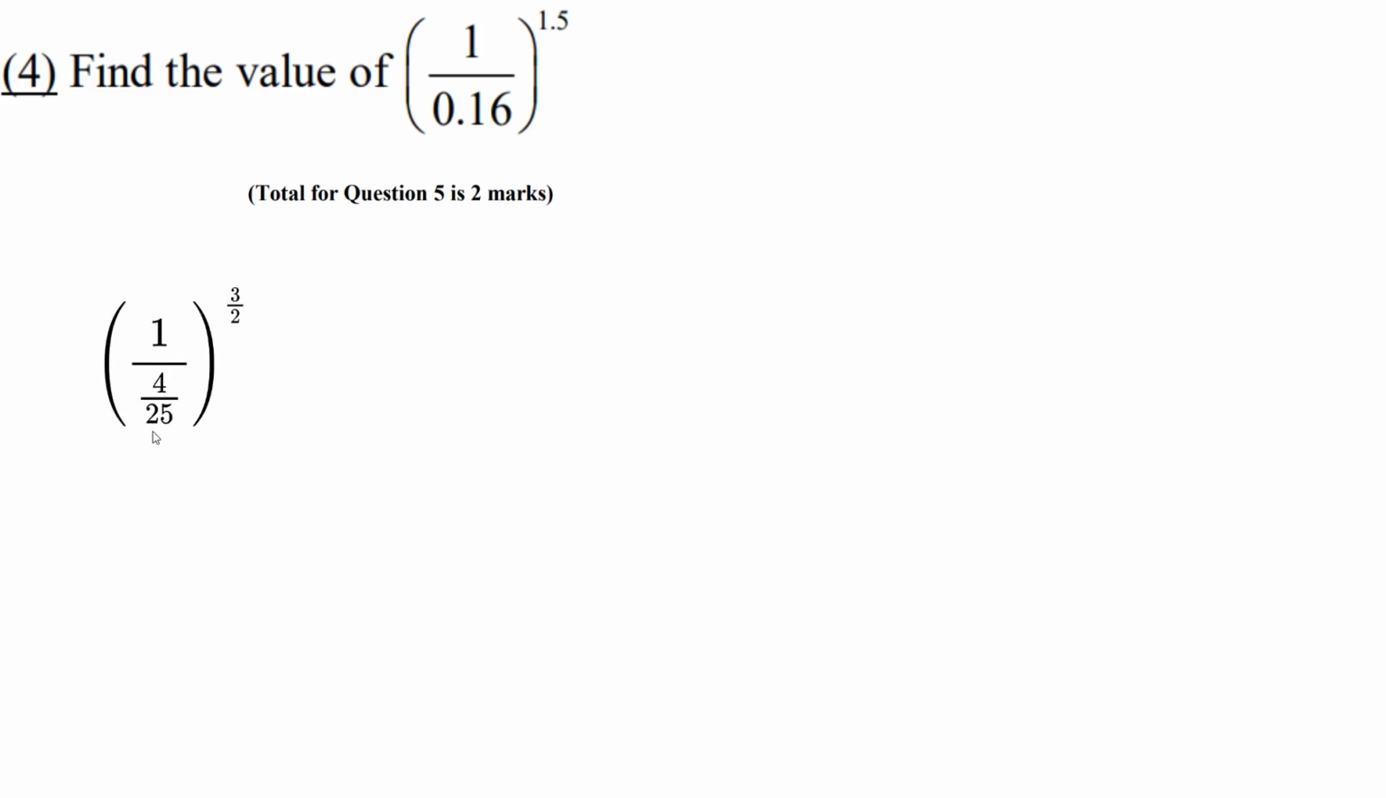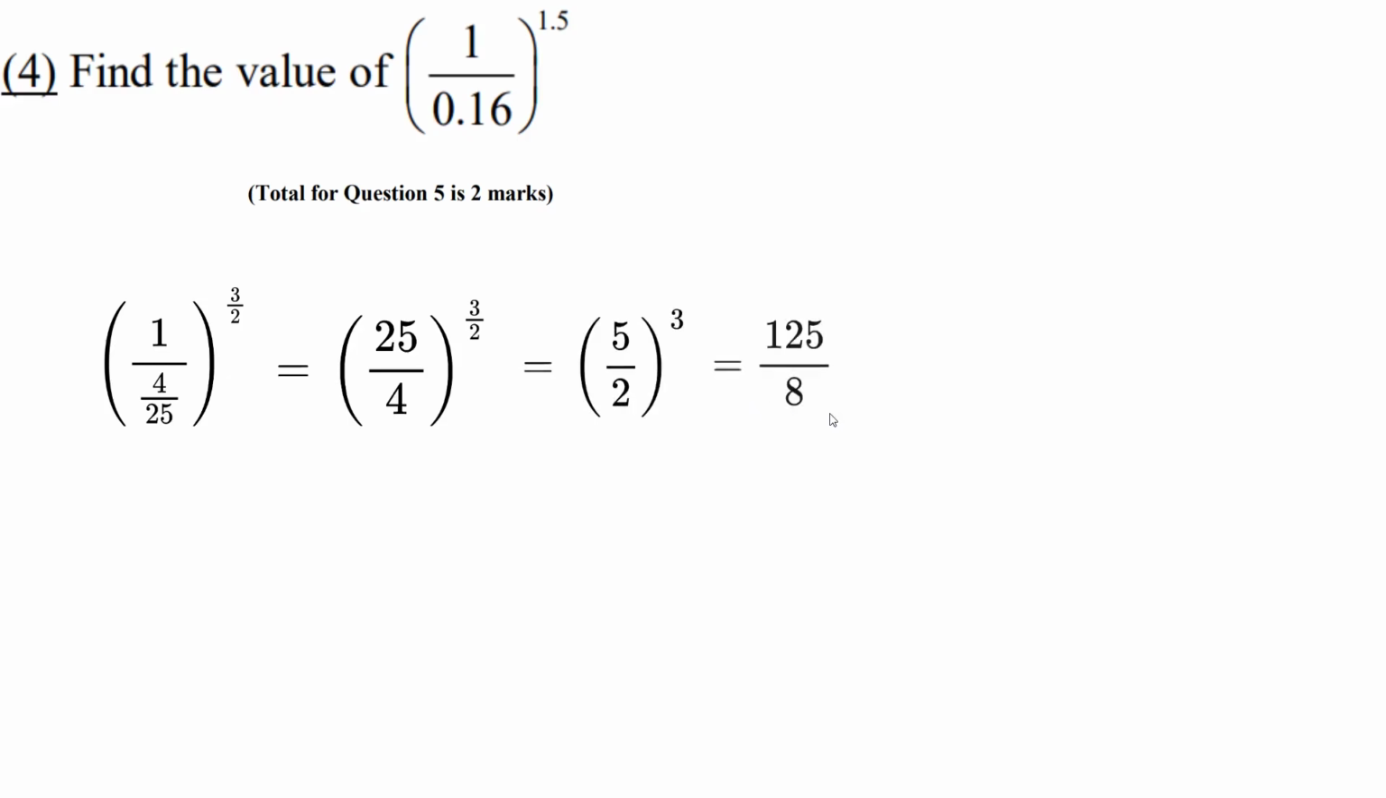Now, whenever you have a fraction like this, it's called a complex fraction. And what you can do with it is, if you've got a number with a fraction below it, you can just take this number and multiply it by the reciprocal. So you get 25 over 4. And then this just becomes easy because you square root first, because that's what you do with the denominator, and then you cube it. So you get 5 over 2 all cubed to get 125 over 8.